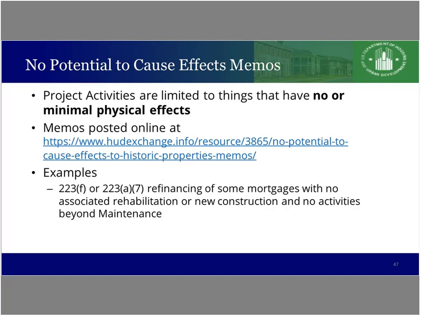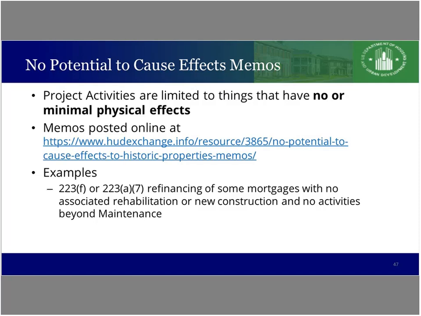Yes, thank you, Sarah. So at the beginning of the webinar, we mentioned several tools that may exempt projects from a standard Section 106 review. And Sarah just pointed to this one as the first one on the initial historic preservation screen in HEROS. It's no potential to cause effects memos. So these are issued by the Office of Environment and Energy when program activities are limited to things that have no or minimal physical effects, literally no or minimal physical effects. The memos are posted online on the HUD Exchange at the URLs that you see here.